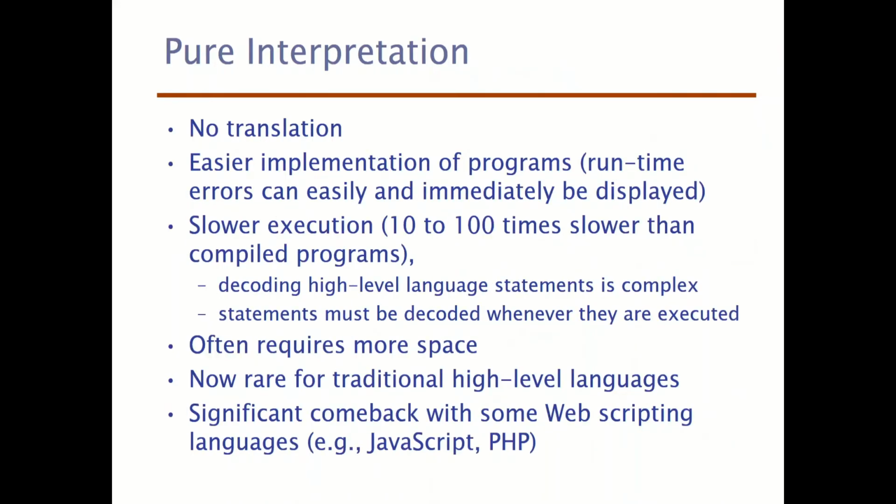Pure interpretation is the other type, which is exactly the opposite of pure compilation, or pure compiled language. In this case, we don't translate. We interpret. Interpret means what? We have a source code, and we directly convert it to machine code, okay? In that case, this process of conversion is a bit more complicated. It takes longer time. So it is 10 to 100 times slower than compiled programs.